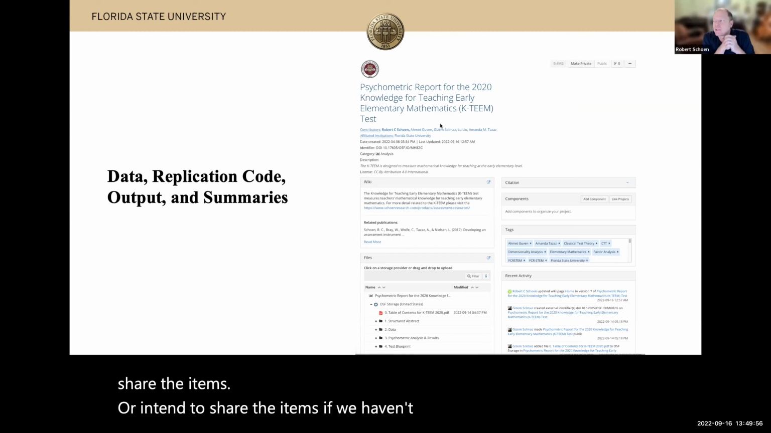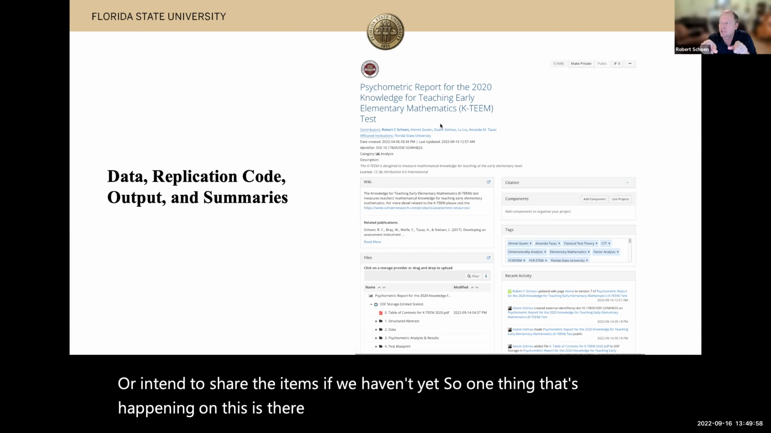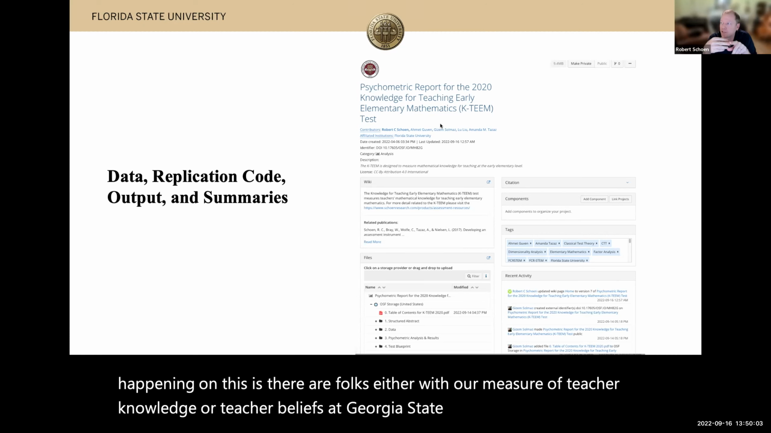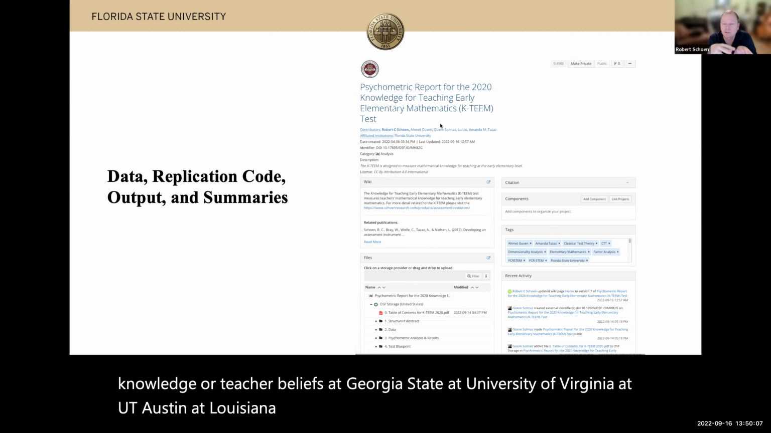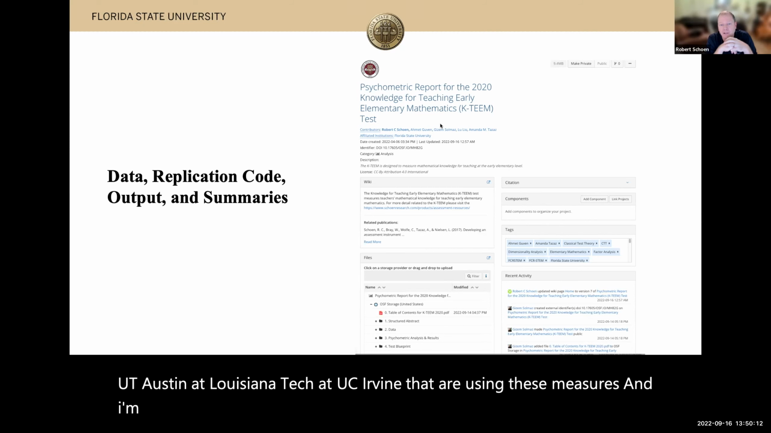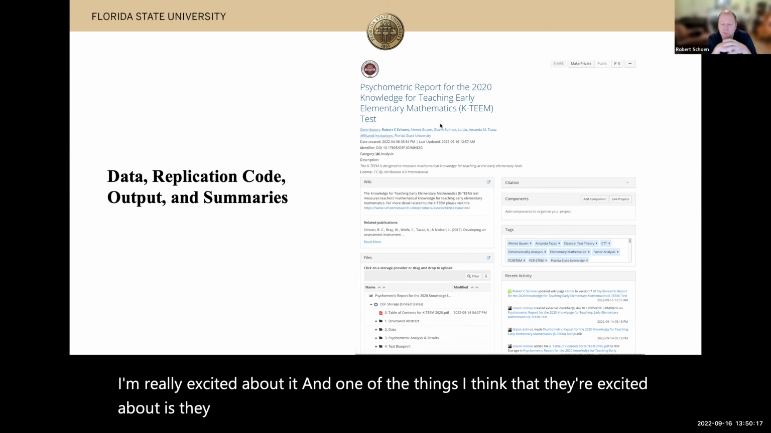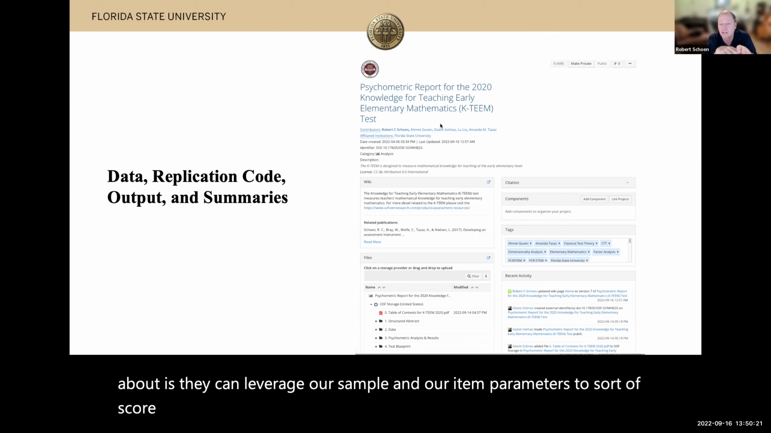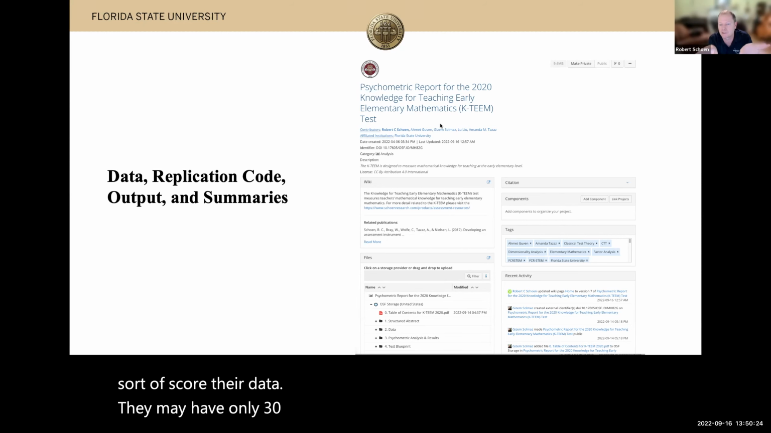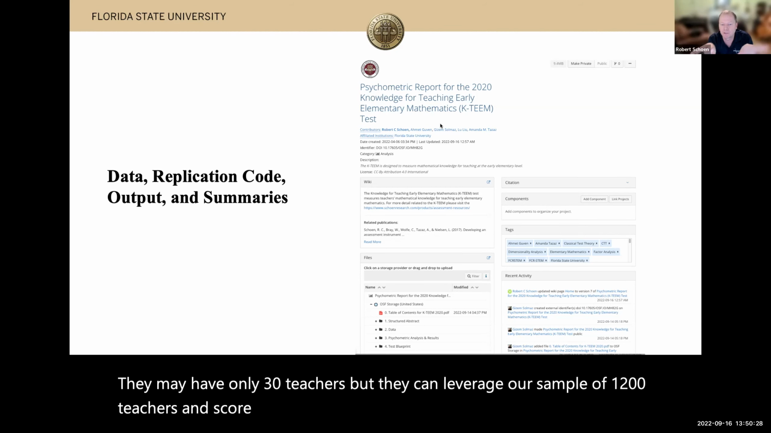So one thing that's happening on this is there are folks either with our measure of teacher knowledge or teacher beliefs at Georgia State, at University of Virginia, at UT Austin, at Louisiana Tech, at UC Irvine that are using these measures. And I'm really excited about it. And one of the things I think that they're excited about is they can leverage our sample and our item parameters to score their data. They may have only 30 teachers, but they can leverage our sample of 1,200 teachers and score the data with some vertical scaling.